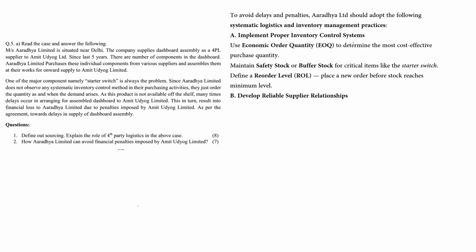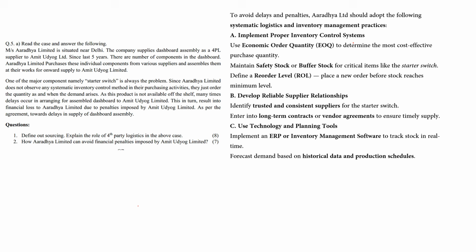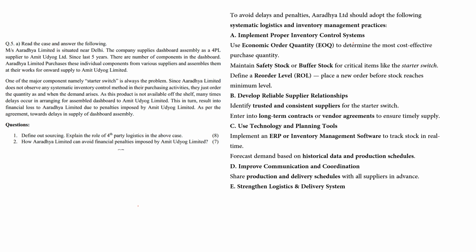Secondly, develop reliable supplier relationships. Identify a trusted and consistent supplier for the starter switch. Enter into a long-term contract or vendor agreement to ensure timely supply. Third, use technology and planning tools. Implement ERP and inventory management software to track the stock in real time and forecast demand based on the historical data and production schedule. Next is improve communication and coordination. Share production and delivery schedules with all your suppliers in advance.